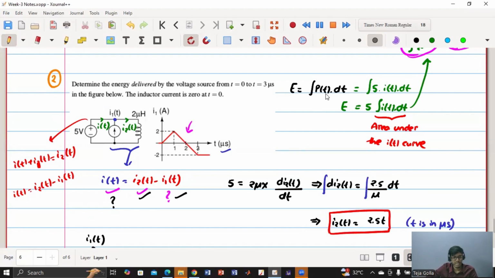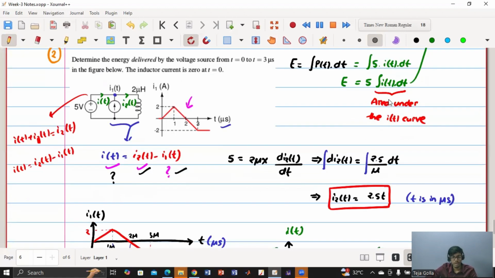So energy is the integral of power, and power is voltage into current. Voltage is constant, so integral I of t dt. So if I get the area under the curve, I have to multiply by the voltage 5 to get the energy E. So for getting the area under the curve of I of t, first I need to know the I of t curve. I of t is nothing but I2 of t minus I1 of t. I1 of t they have given, I2 of t I am supposed to find.